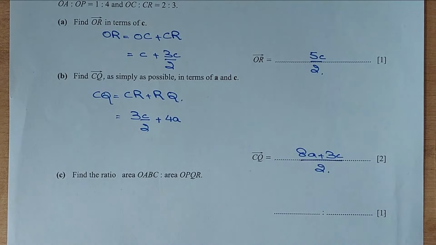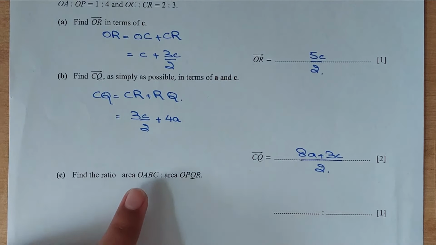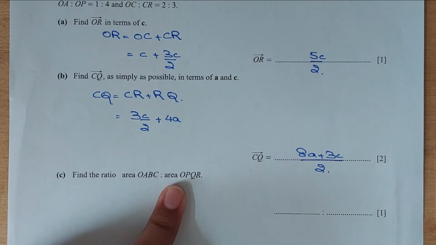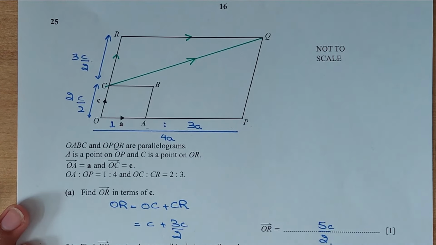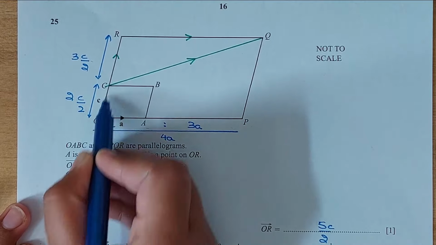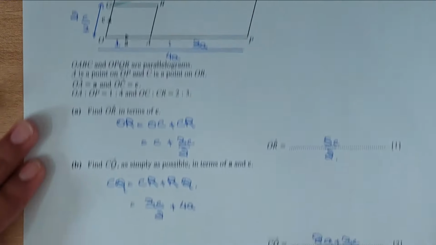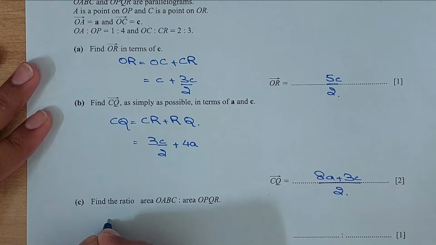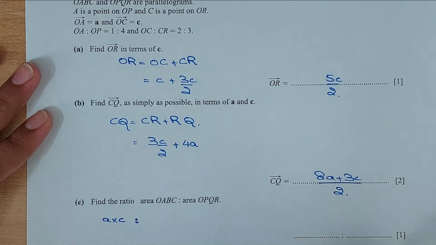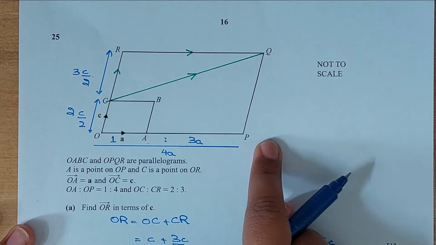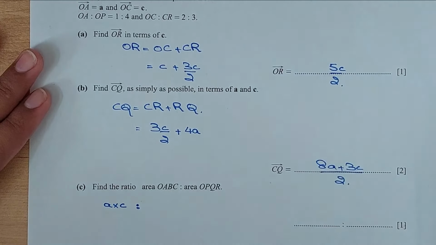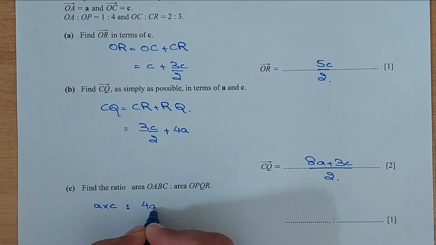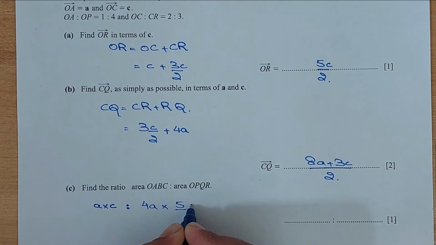Now for part C, find the ratio of the area of parallelogram OABC and the area of parallelogram OPQR. So area of a parallelogram is basically equal to base times height. So let's do it. Here we are considering the slant height. This is the base, this is the height. So a times c for the smaller parallelogram, that is a times c, and ratio. Now for the larger one, this is 4a and OR. We know OR is equal to 5c by 2.